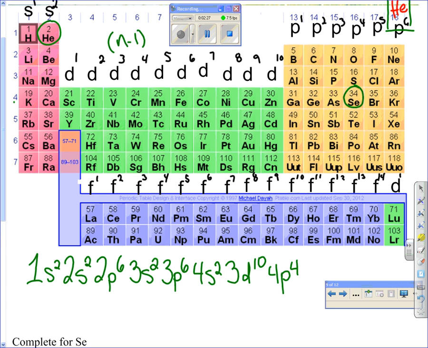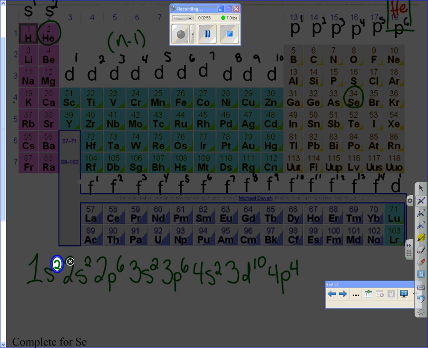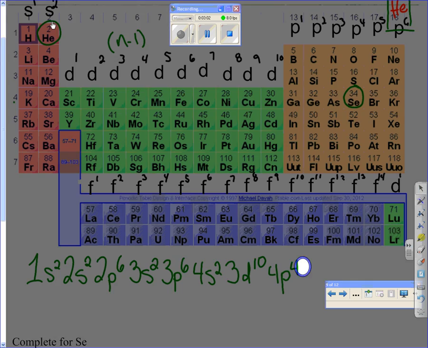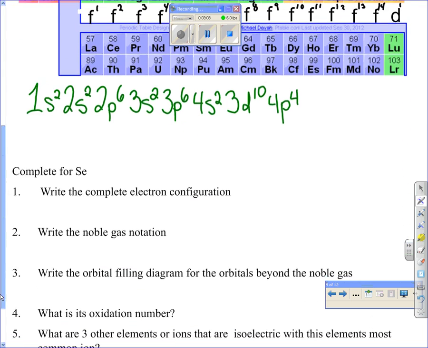Then another little check we can do really quickly is see what the little exponents add up to. 2 plus 2 plus 6 is 10, plus another 2, 6 and 2 is another 10, so that's 20, plus 10 is 30, and then 4. So we see that this is equal to 34. And again, remember that these exponent numbers are the number of electrons. Those all have to add up to the number of electrons that are in selenium. So that's number 1.